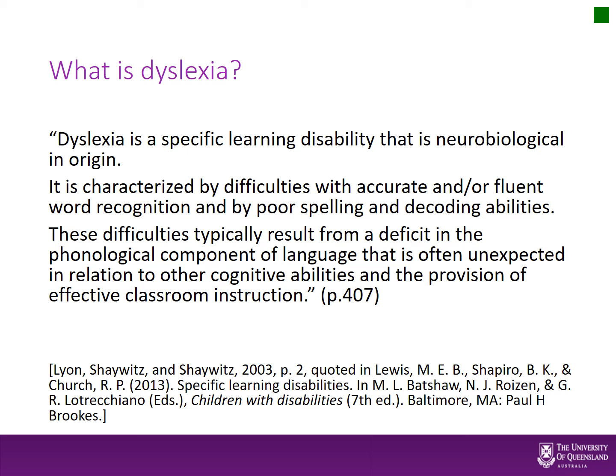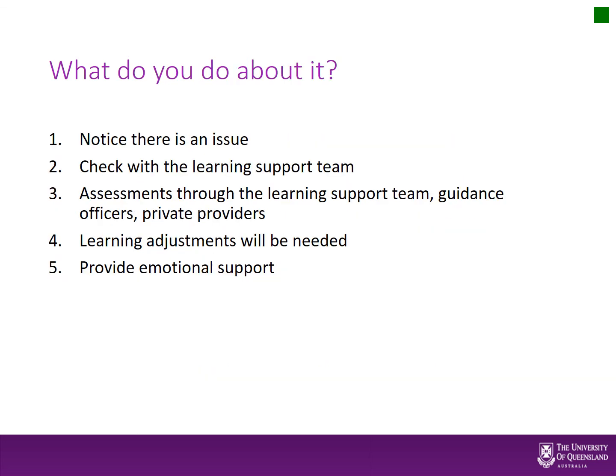You can see that it's characterised by problems with word recognition, poor spelling, decoding abilities. This is where the issue comes, because it could be difficulties with any of those different things. And so one of the issues that people have is to say, well, let's be more precise. But it is certainly a recognised condition. So what do you do about it?